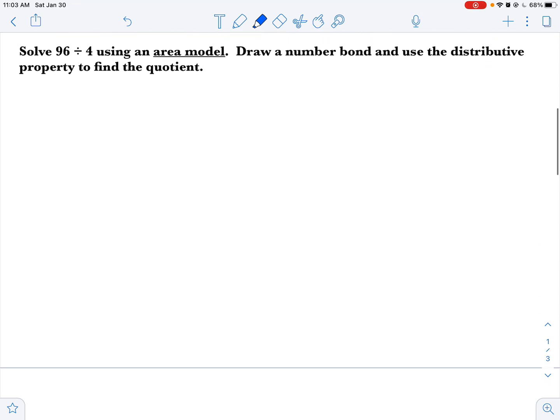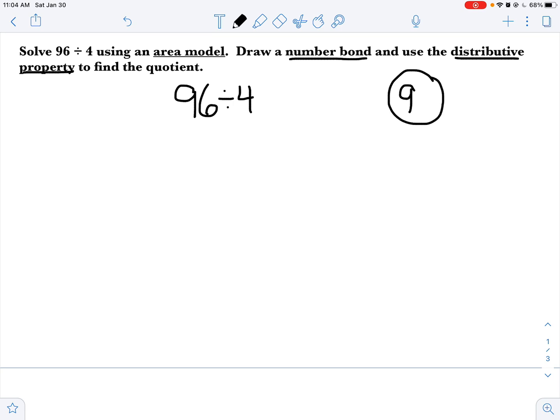96 divided by 4 using an area model. All right, so once again, I'm going to write my division problem to start. We also need a number bond and the distributive property in some way. So I'm going to set up my number bond of 96. Now, I'm not going to draw all my parts coming out because I don't know how many parts I want. Remember, numbers can be broken up into several different parts. You don't have to stick with just two.